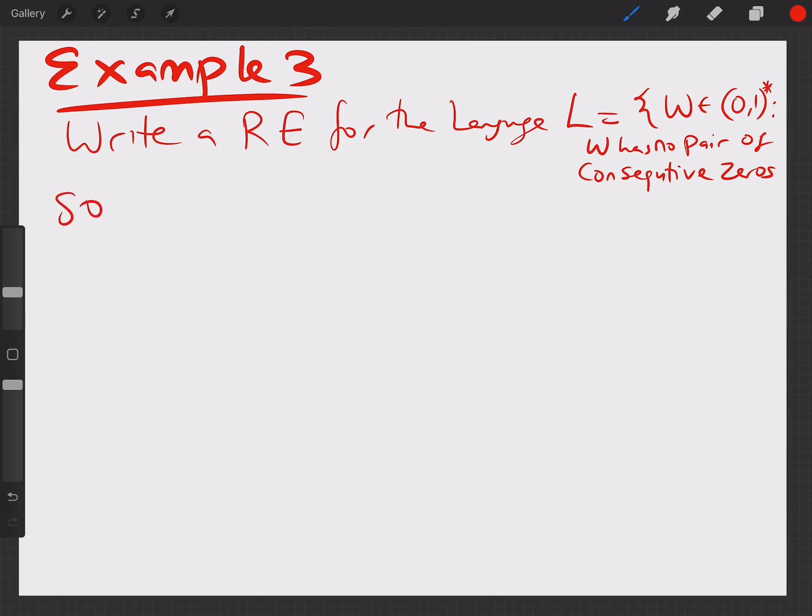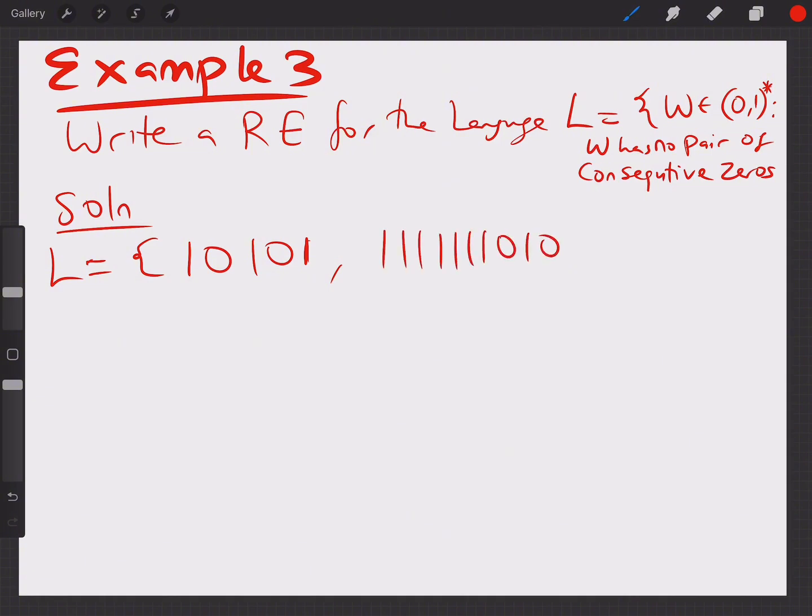Solution, first things first, let's try and see what the language can be. 10101. 100 will not be tolerated because this has a consecutive pair of zeros. So we can have any consecutive number of ones, but we must not have consecutive zeros. So we are kind of handicapped there. We can have 0, 1, 0, 1, 1, 1, 1, 1. We can have the empty string. The empty string doesn't have a consecutive 0, and so on and so forth. So what would the regular expression look like?